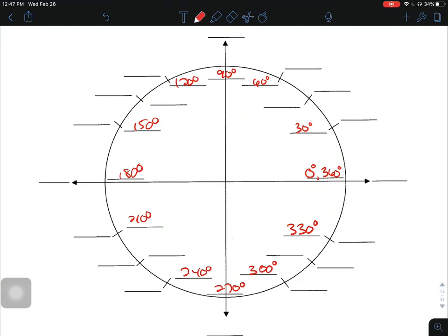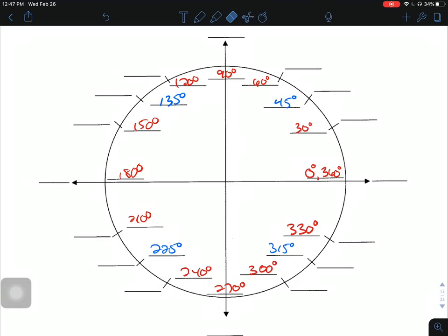We're supposed to also count by 45 degrees. So we got 0 at the beginning, and then 45, and then 90, we already got, and then add 45, we get 135, add 45, we get 180, add 45, we get 225 degrees, add 45, we get 270 degrees, add 45, we get 315 degrees, add 45, then we're back to 360.